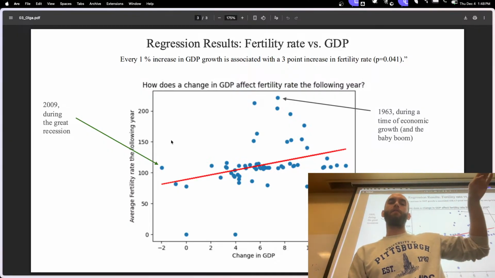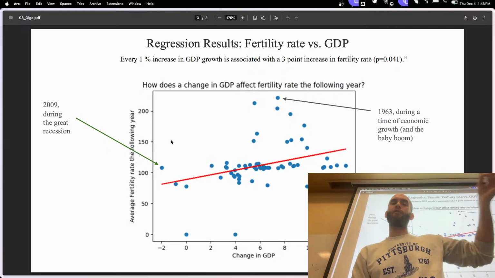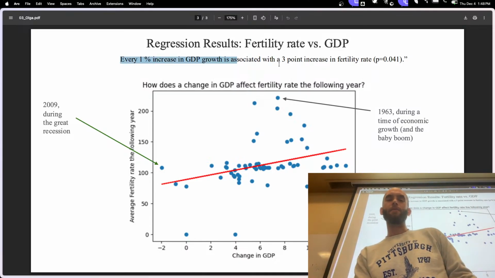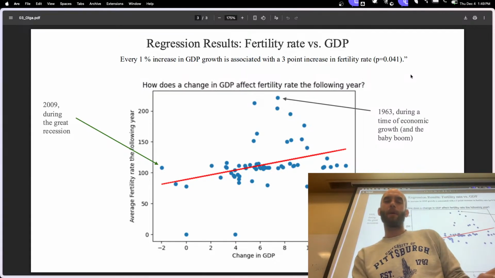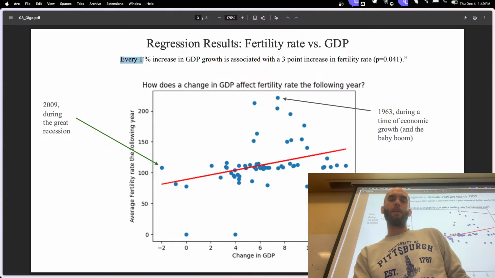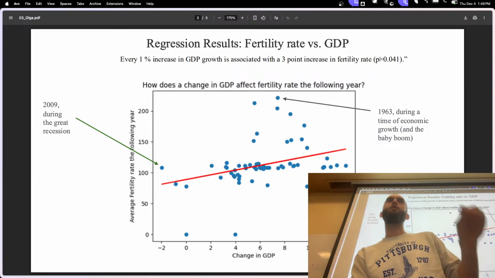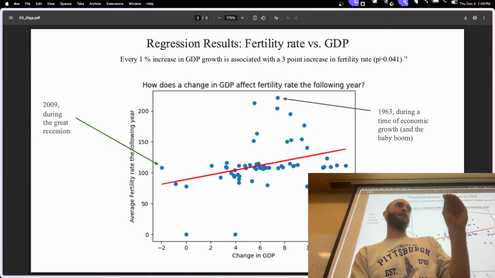There's a title. So we're comparing fertility against GDP. And then the subtitle, and you can make all of this better. Olga says she would if she was doing this today. But there's a subtitle here, which is every 1% increase in the GDP growth is associated with a 3-point increase in the fertility rate. So she does the work for the audience.